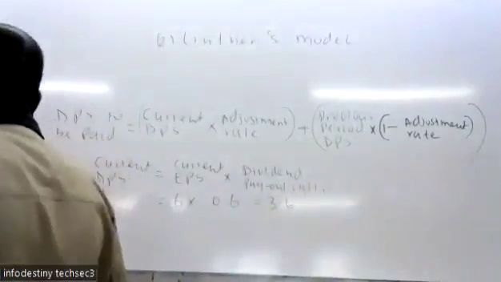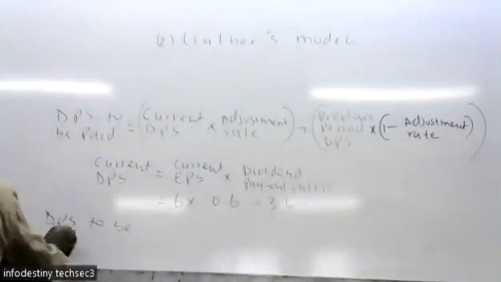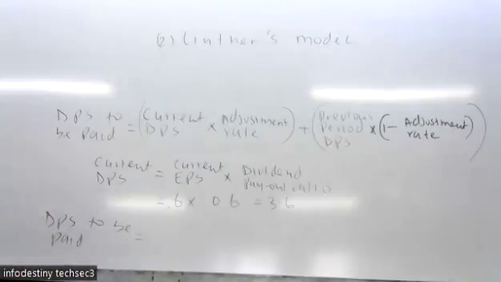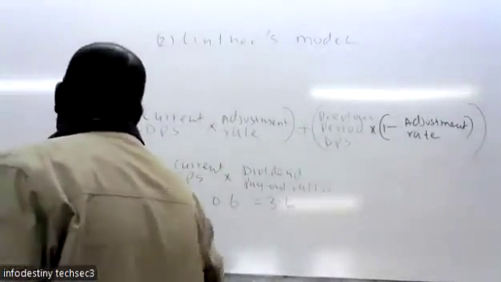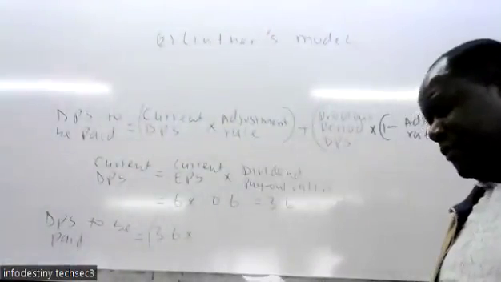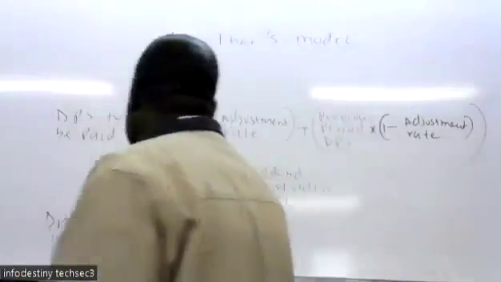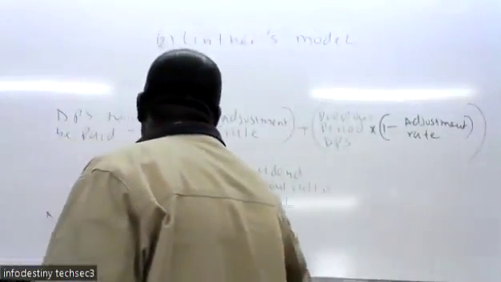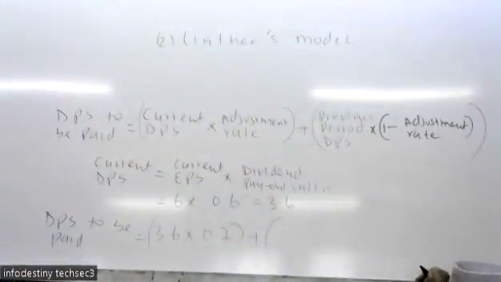So now we get the dividend per share to be paid. The current dividend per share is what we have just calculated, 3.6. Then the question had given you the adjustment rate. Are you able to see the adjustment rate? It is 0.7. Then we add the previous period dividend per share, which is the dividend for the year 2015.